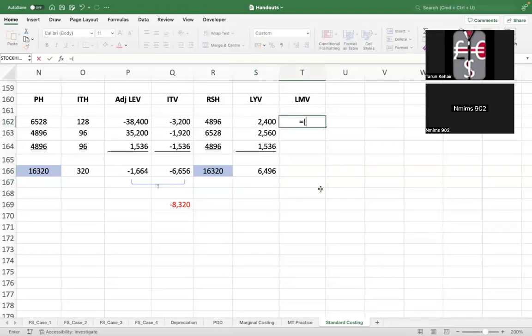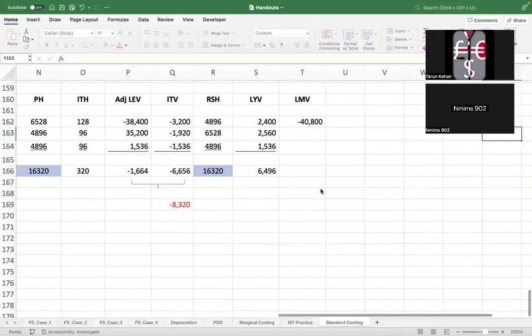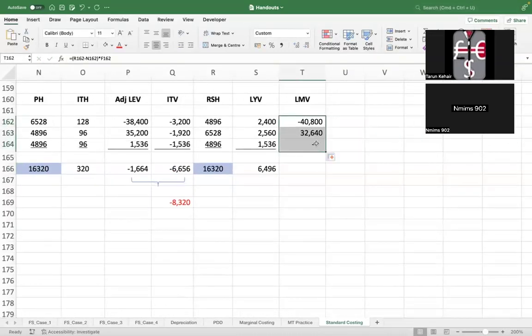What is our mix variance? RSH minus PH into SR. And do it for all the three and add it up. Yeah, 8160 negative. So this was another problem. The mix was the issue. We have used the costlier resources, skilled resources. We should have concentrated on the semi-skilled and unskilled. It was the mix which was the problem, and the idle time which was the problem, not your labor's efficiency.